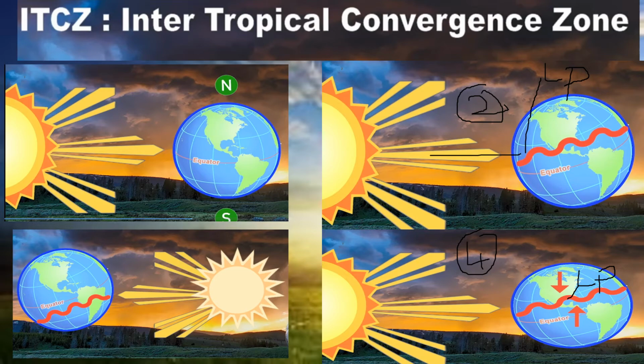Since this high pressure carries a lot of moisture, when they merge with the low pressure, heavy rainfall is experienced in this region. So, the intertropical convergence zone plays a very important role in the monsoon of India.